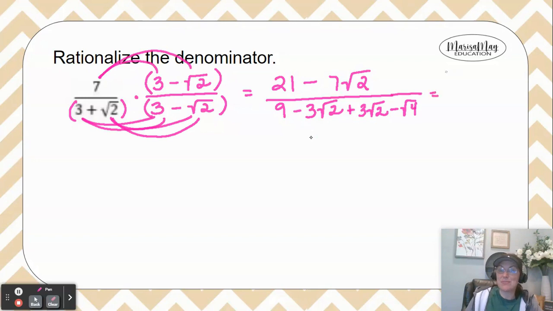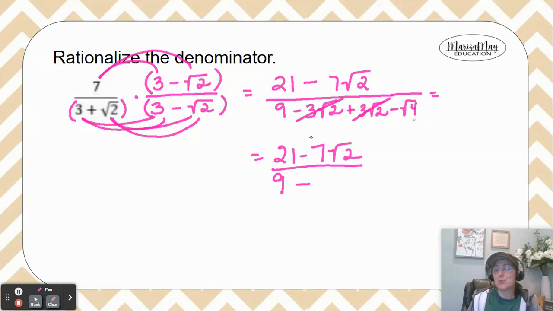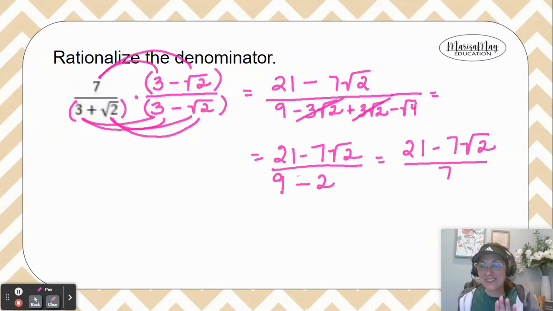All right, so let's simplify and see what we get. I get 21 minus 7 square root of 2 on top. Then on the bottom, I have 9. Then minus 3 square root of 2 and plus 3 square root of 2 go away. And then I have minus square root of 4, which we know is 2. So I have 21 minus 7 square root of 2 over 7. I'm not quite finished yet, but I want you to notice the square root is now out of the denominator. Remember, that was the goal of us rationalizing.